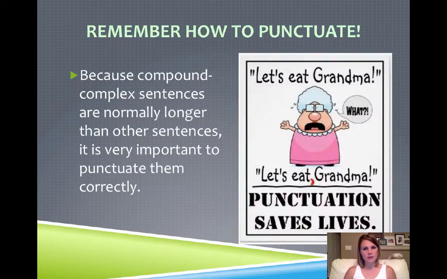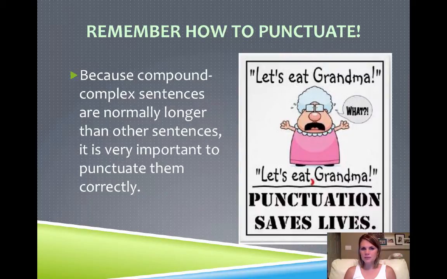Okay, now this is really important. You have to remember how to punctuate in order to make it worth your while to use these 4 different types of sentences. And that's another goal of mine. By getting you to understand when you're using independent clauses and when you're using dependent clauses, hopefully you will then know how to purposefully punctuate each sentence so that it's grammatically and mechanically correct. Because compound complex sentences are normally longer than other sentences, it is very important to punctuate them correctly.